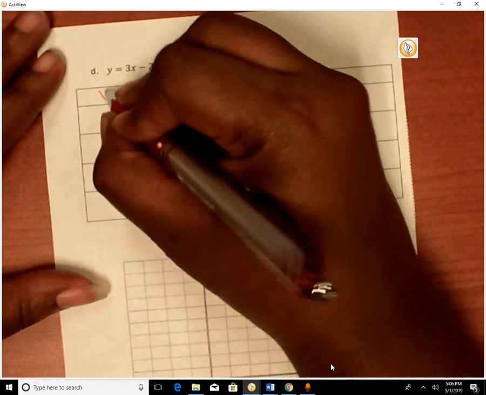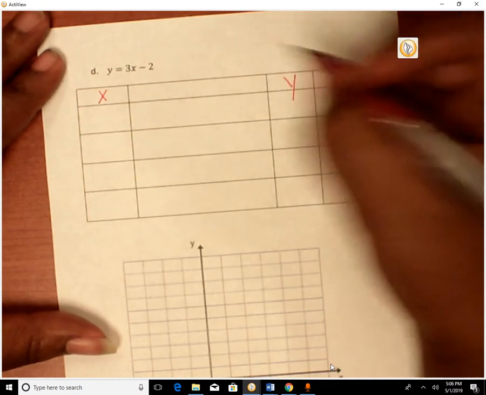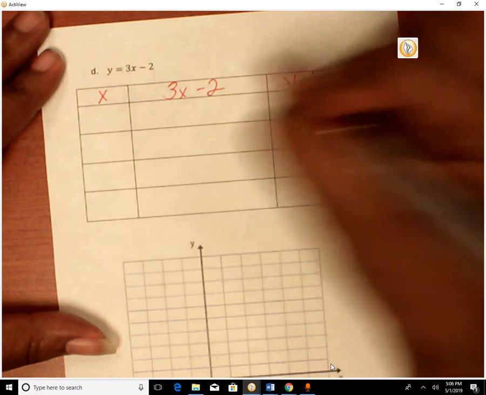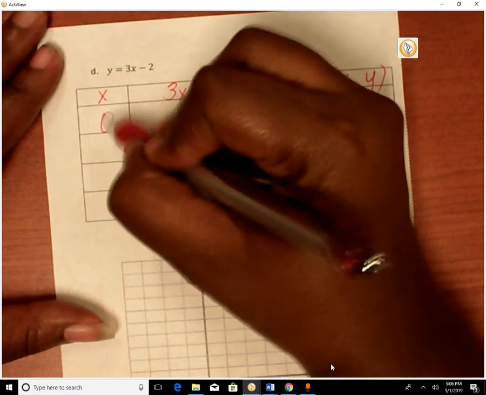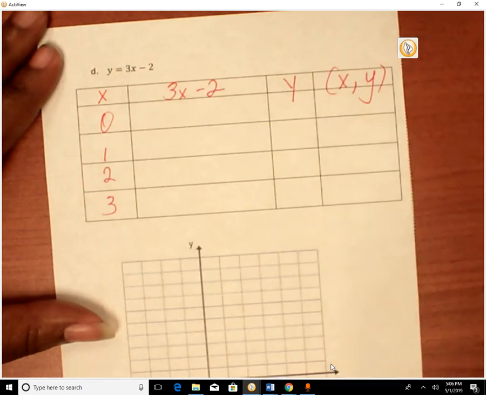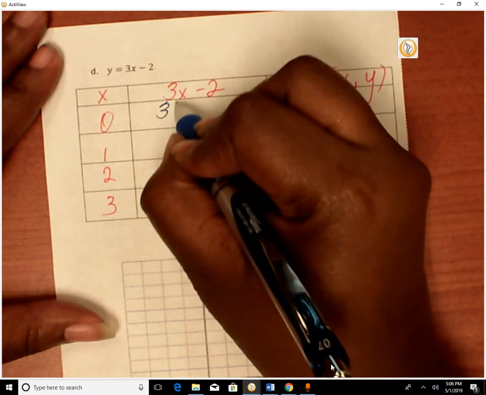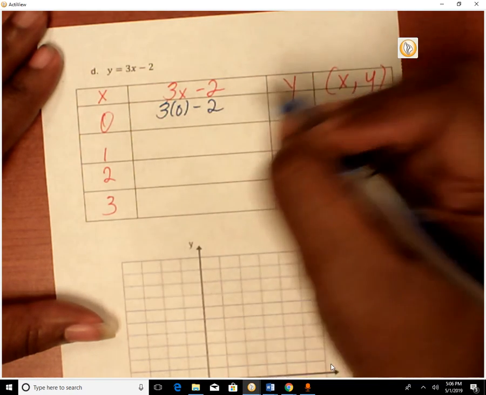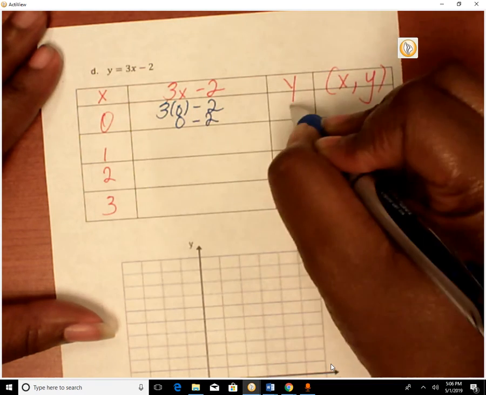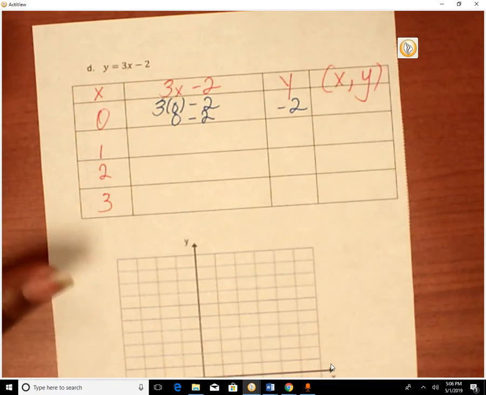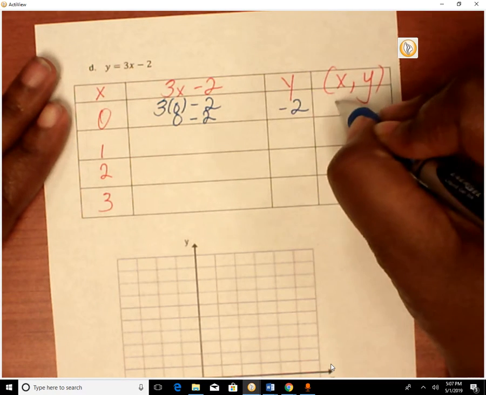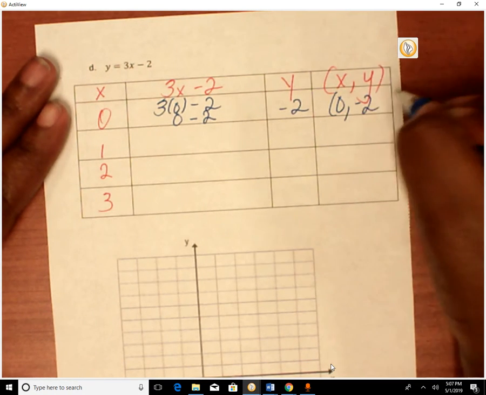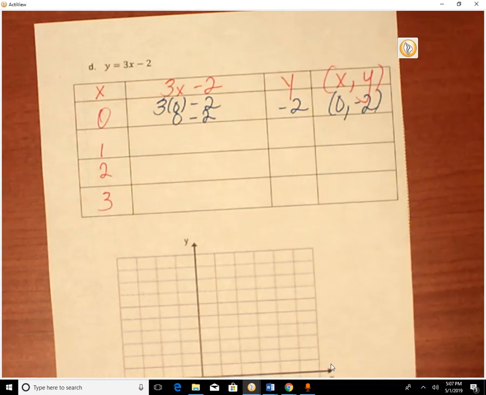So we have our input, which is x, output is y. We have 3x minus 2 as the function this time, x comma y. We're going to use 0, 1, 2, and 3 just like we did before. So that means 3 times 0 minus 2. 3 times 0 is 0. Subtract 2, that is a negative 2. We had to use order of operations there because multiplication or division comes before add or subtract. So we have 0 comma negative 2, and that looks right because that's the y-intercept.